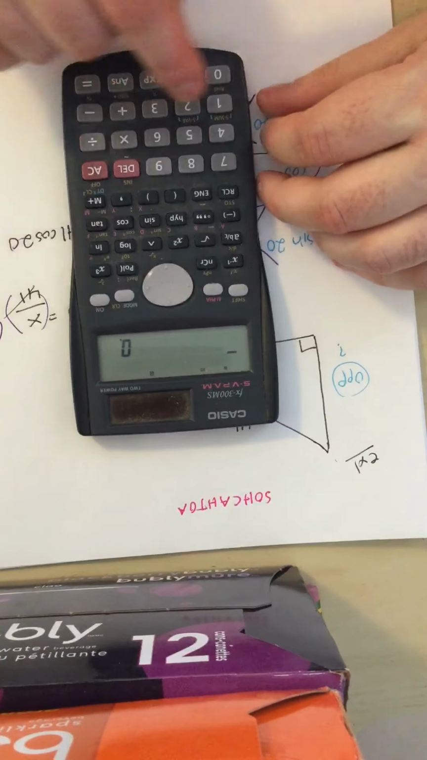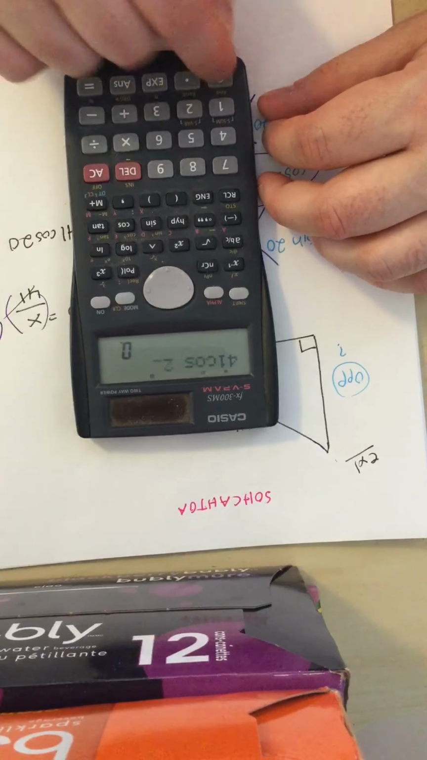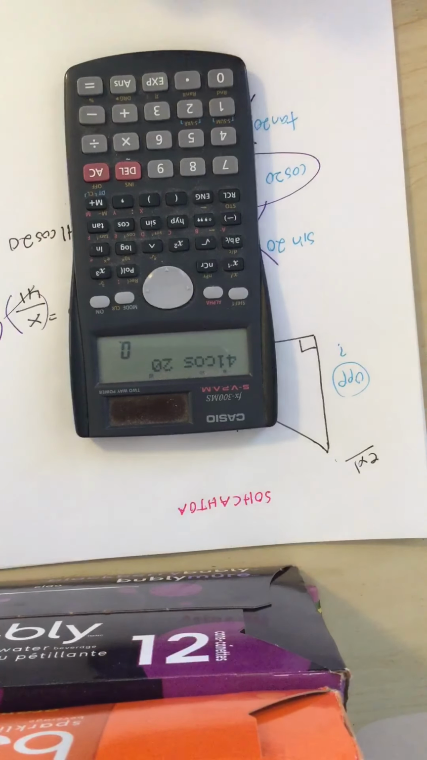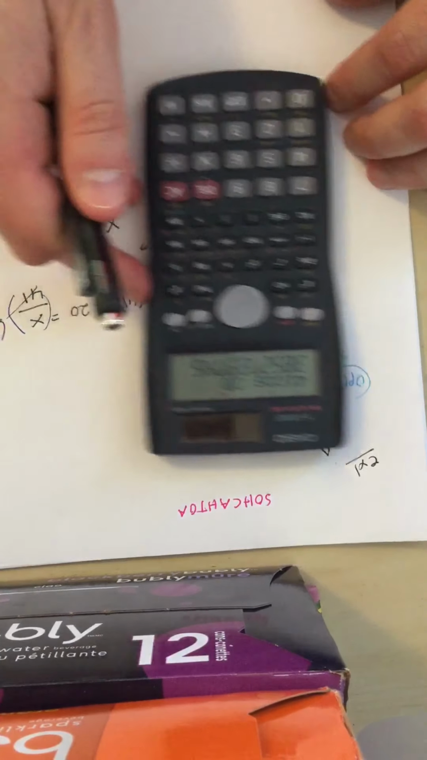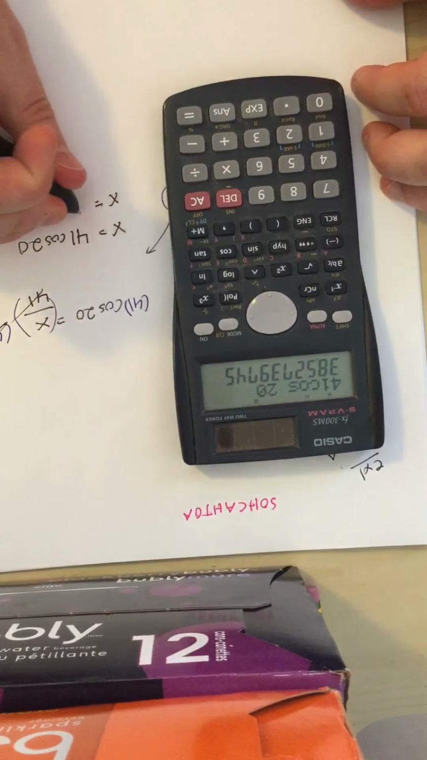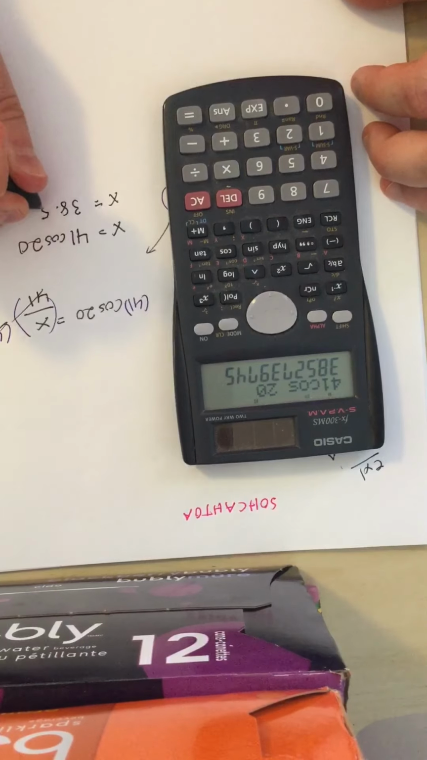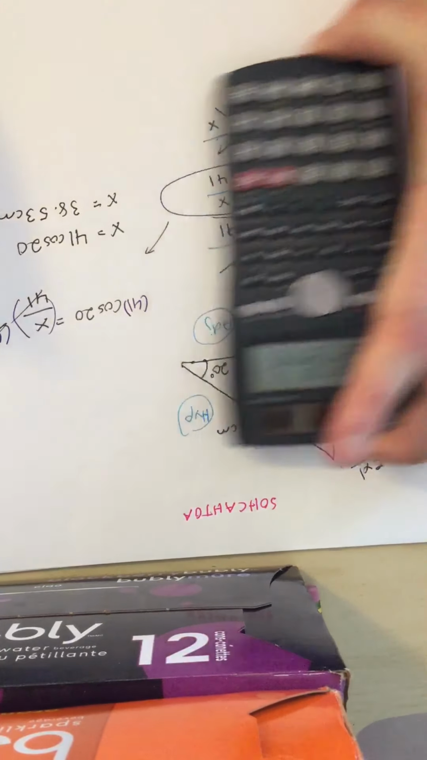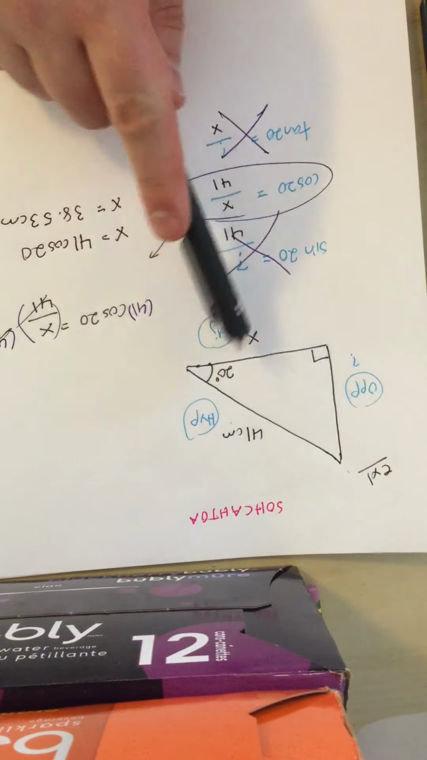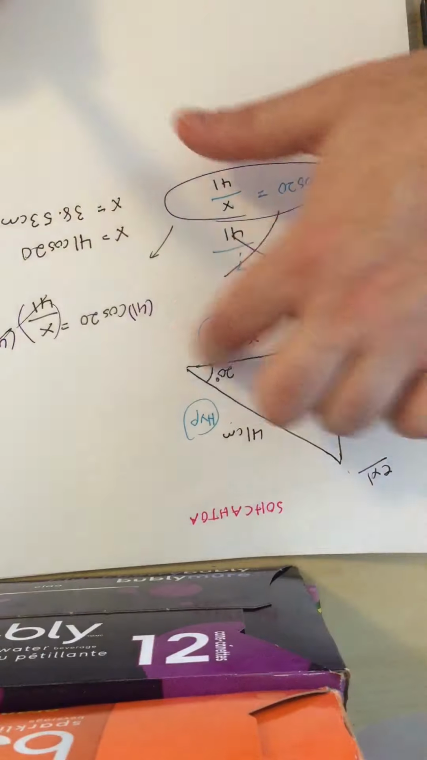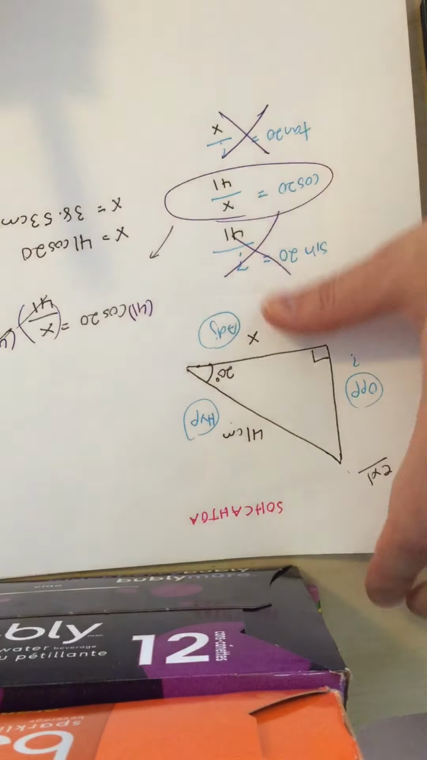And every calculator is going to be different. My calculator, I think you can actually just type it in like that. So if you want to get a Casio, that's the way to go possibly. And the answer is 38.53 centimeters. And that's how long x is. In this triangle over here, if that angle's 20 and that's 41, then the length of this is 38.53 centimeters.